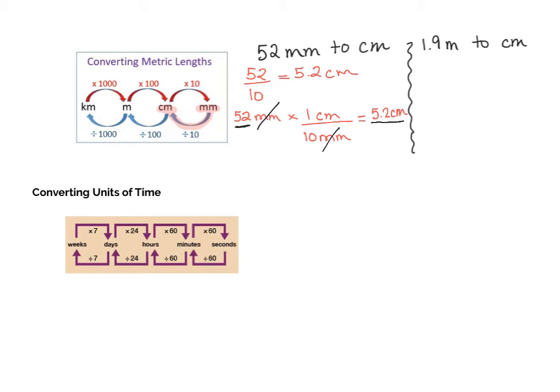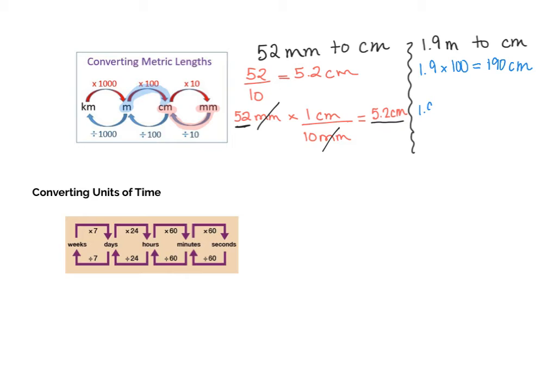So if we look at our second example, it says 1.9 meters to centimeters. So let's look at my little converting metric lengths chart again. I have meters, and I'm trying to get to centimeters. So what I'm going to end up doing is multiplying by 10. So if I do this out, I have multiplying by 100. 1.9 times 100, which would equal 190 centimeters.